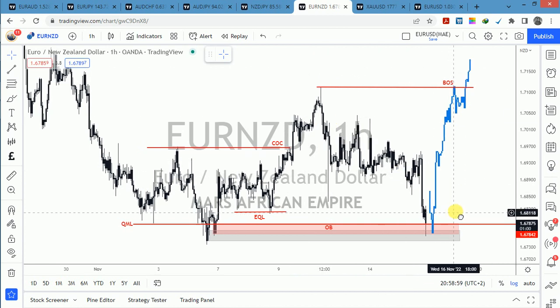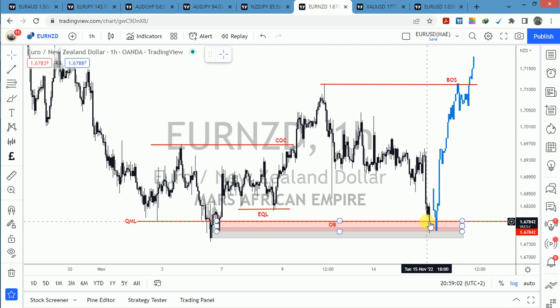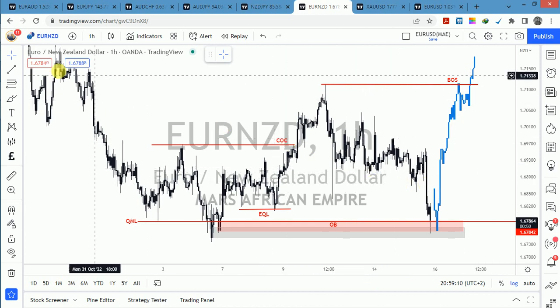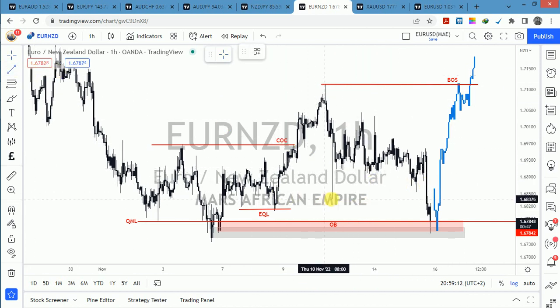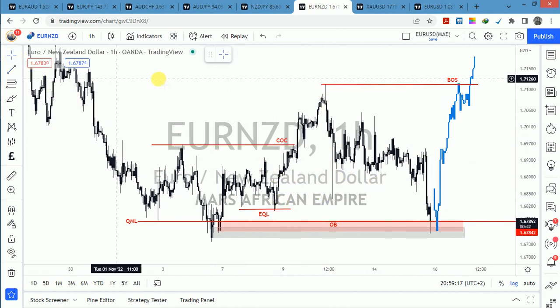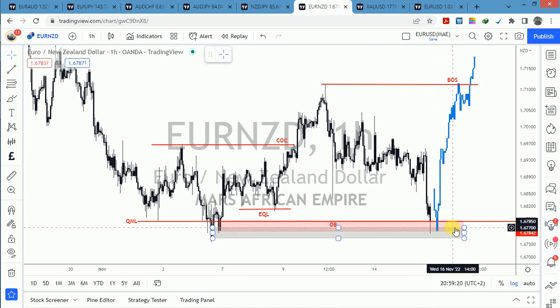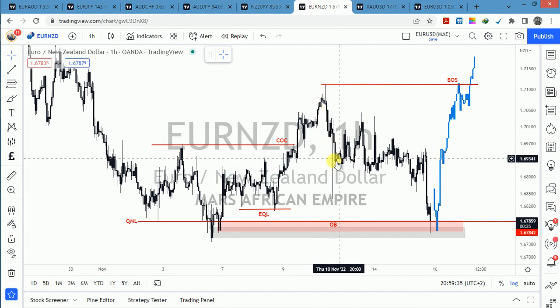So currently we are at the QML. We might see this pair just doing some consolidation here before it can continue to go up. Okay, yeah, I think that should be it. EURNZD. So you can buy EURNZD immediately when you see this video, if it's still on the zone. But if it's already up there, please don't do that. If it's still on the zone, then you can buy it and then hope to see it going up.